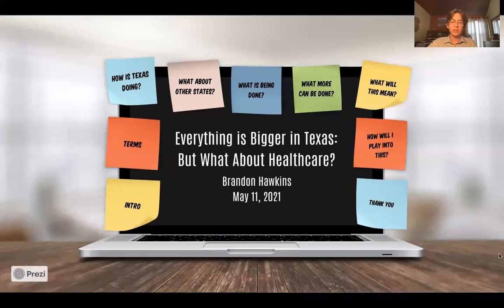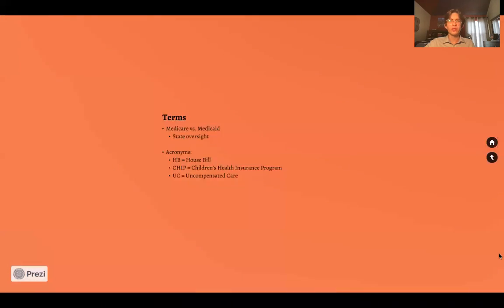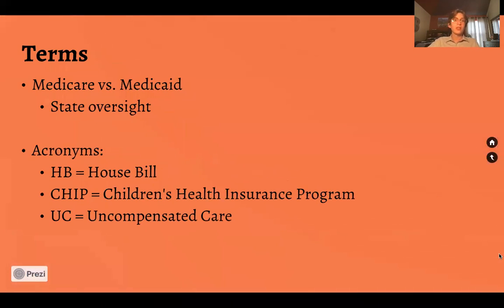Just to make sure that we're all on the same page throughout this presentation, I did want to go over some common terminology. You have Medicare versus Medicaid. Medicare is for those who are elderly, 65 years old and up, whereas Medicaid is for those who are low income. For the most part, Medicaid is overseen by the state government, which is why the policies and bills at the state legislature are so important.